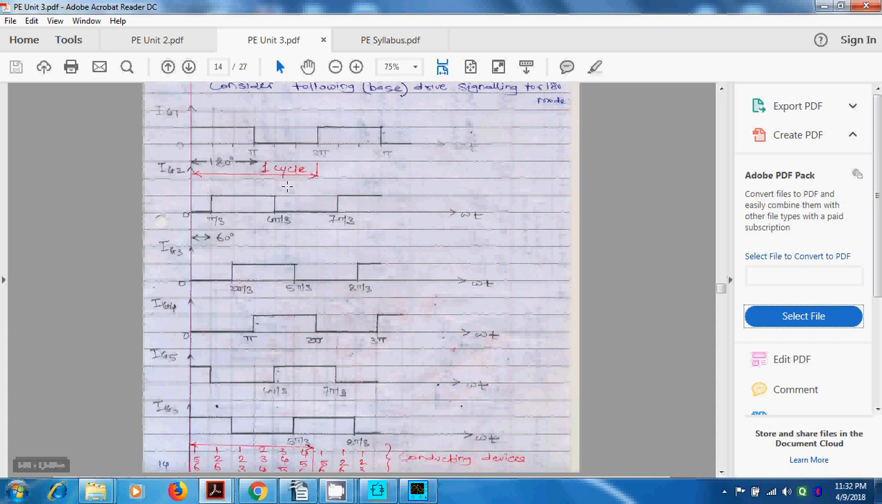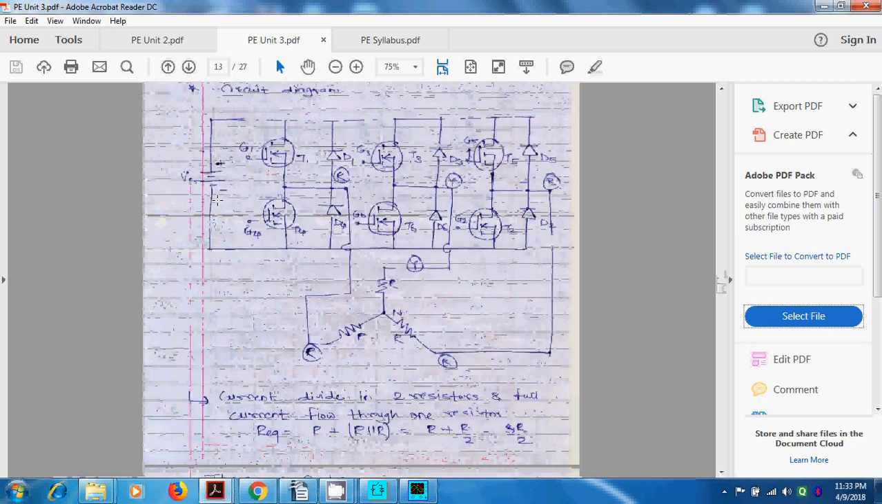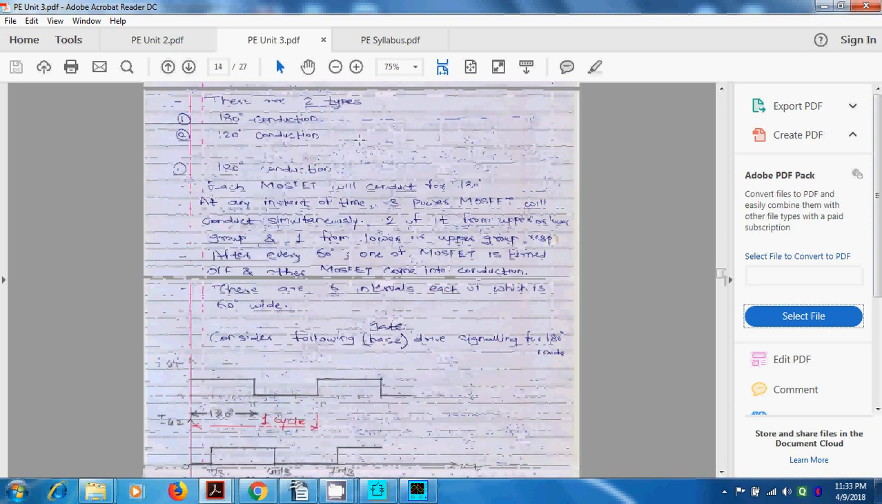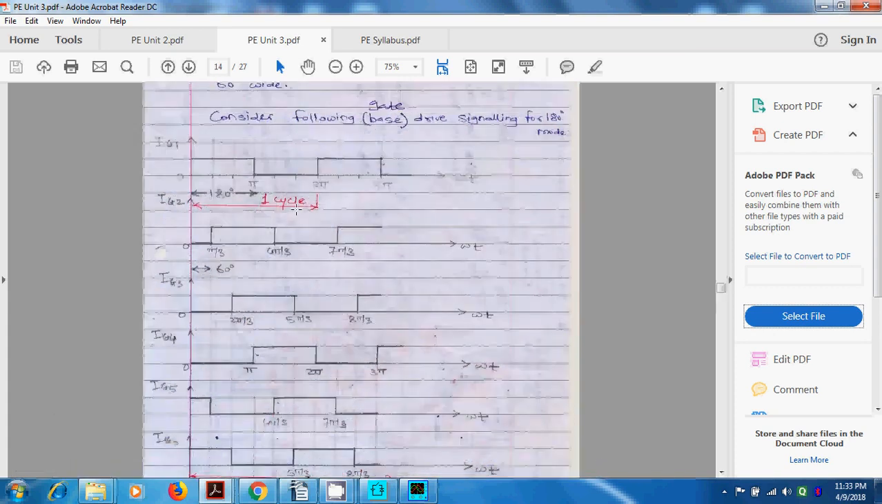What important thing we came to know is that in each 0 to 60 interval, in each phase, there are three different MOSFETs that will conduct. This is very interesting: if two MOSFETs are conducting from the upper, then one MOSFET will be from the lower, and if two MOSFETs are conducting from the lower, then one MOSFET is from the upper. So this will be the pair. Definitely this is known to us: 156, 126, 123, and based on that the different line and phase voltage waveforms will be observed.